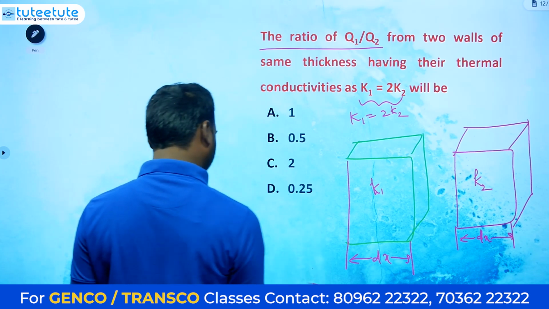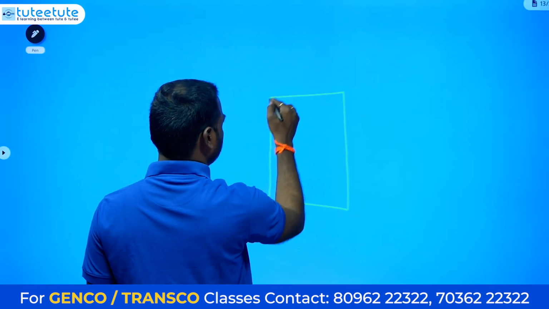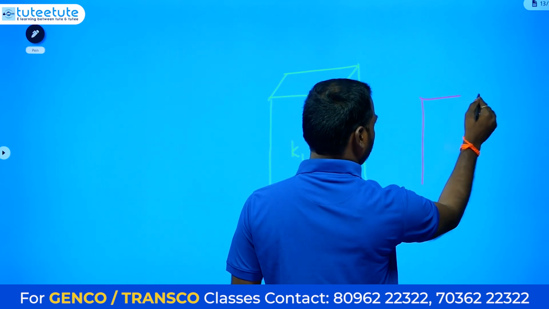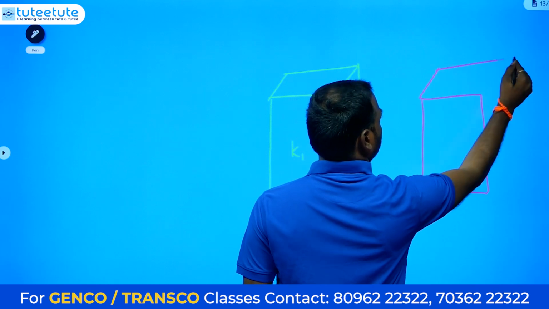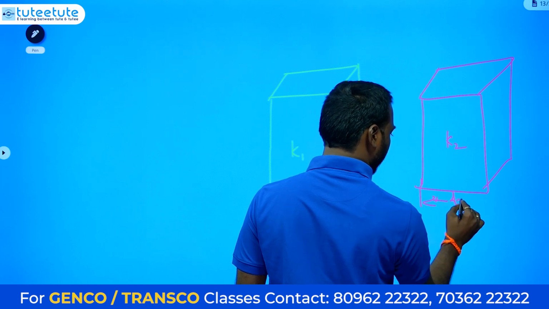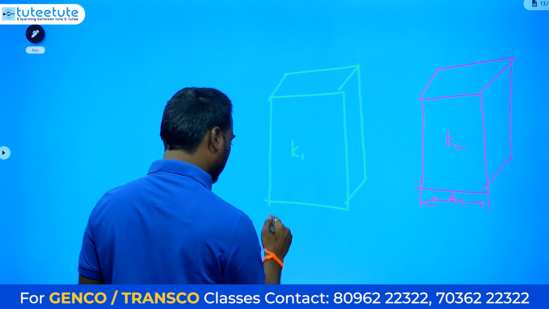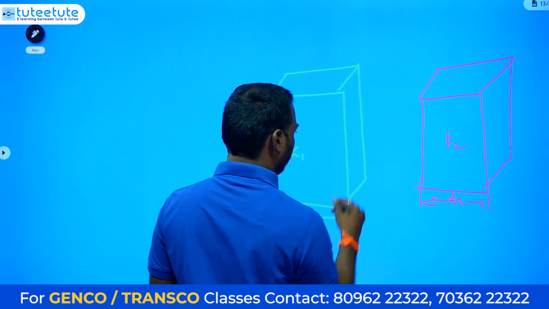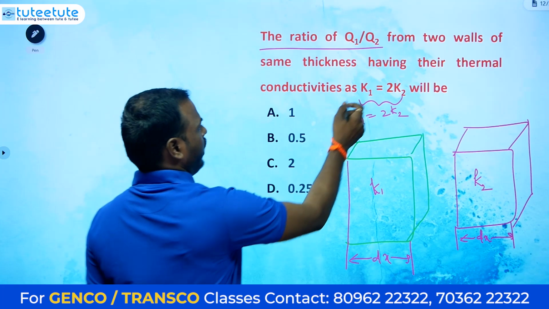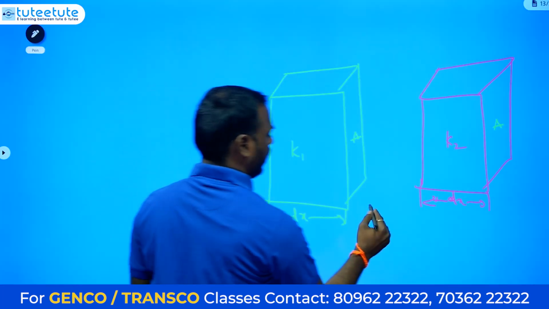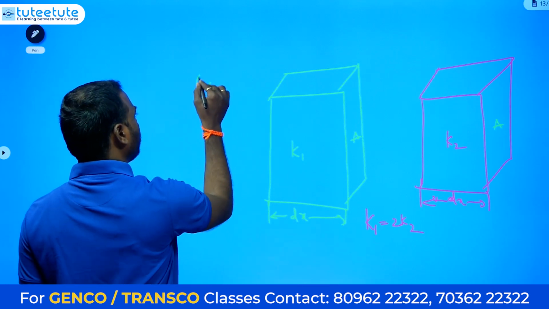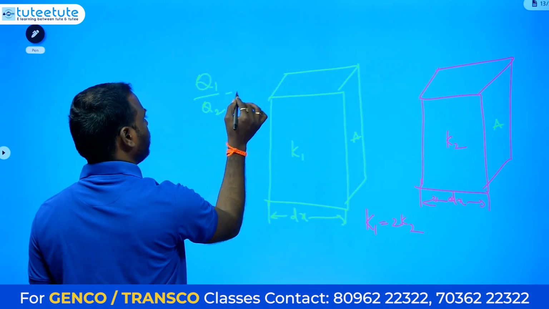One wall is like this, which is K1, and another wall I am taking with another sketch, this is K2. The thickness is dx here and also dx here, and the area is A, here also I am taking the area as A. What is given is K1 is equal to 2K2. Then he is asking, Q1 to Q2 is how much?